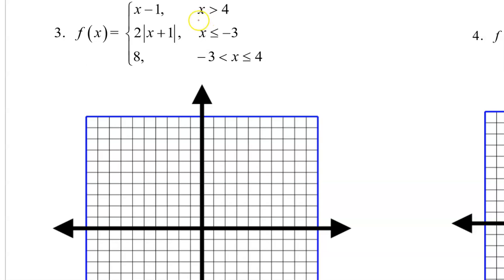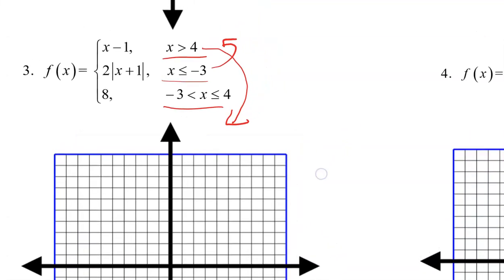So here we have three parts: x greater than 4, less than or equal to negative 3, and then between the two. Normally we would actually list these in order from left to right as you go across the domain. So let's graph them in order as we go from left to right.